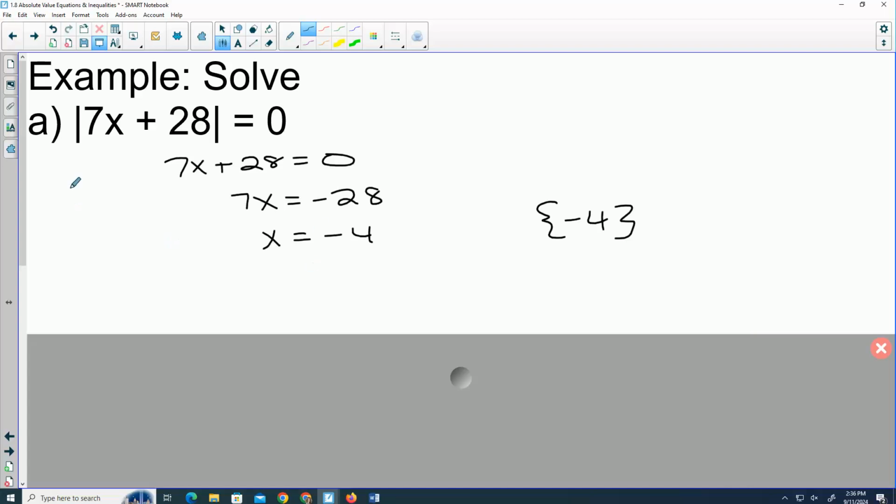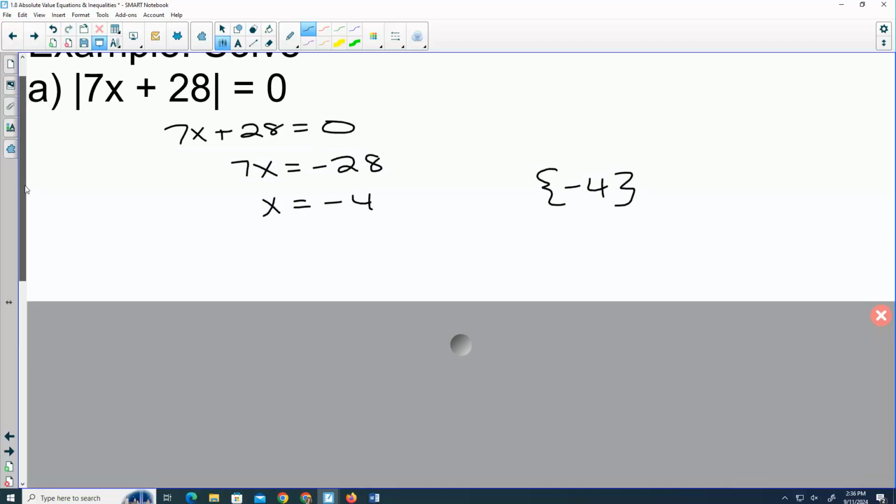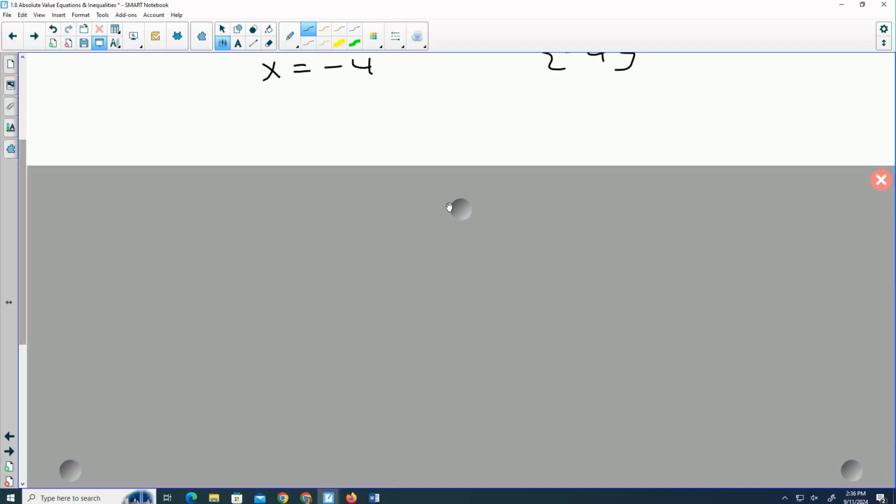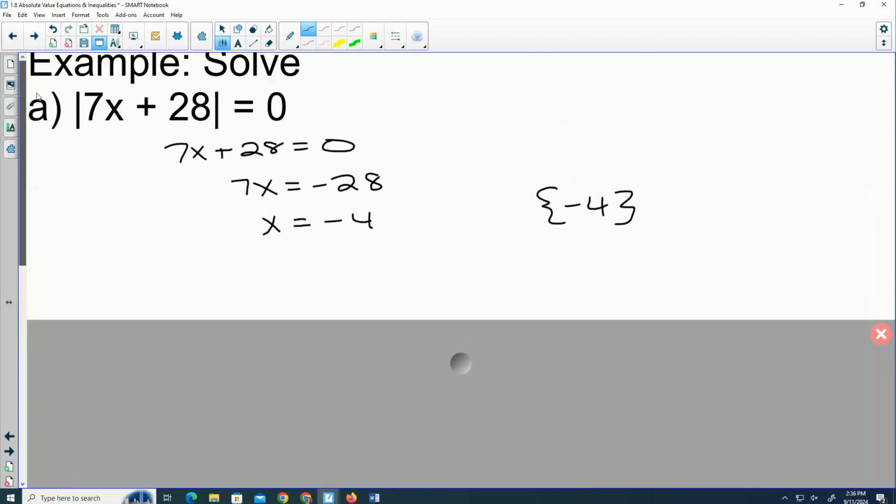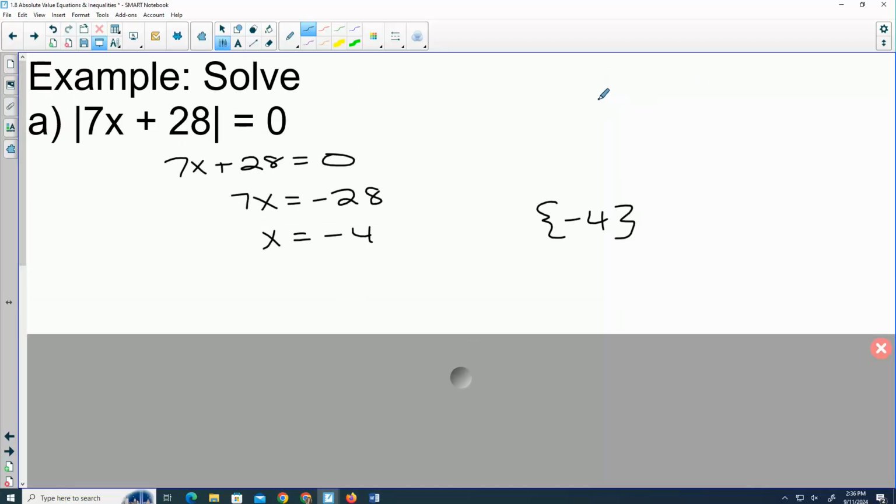So it's possible. I told you most of the time you get 2 answers. It's possible to not get an answer. What if I'd said, like, the absolute value of x equals -5? It's not possible. Absolute value has to equal a positive. So it's possible to have a no solution on these if you have absolute value equal to a negative.